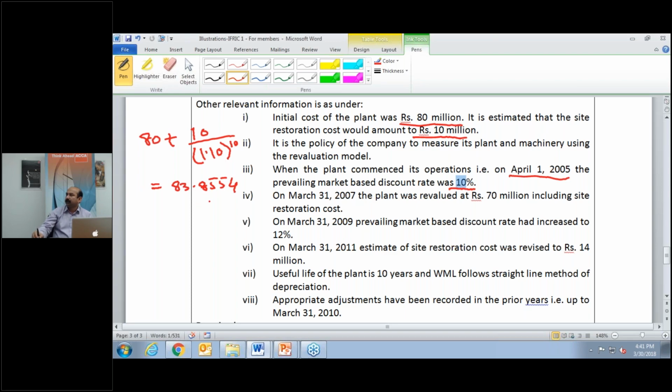So we will create two accounts. If this is clear, then we can move further. I hope it is clear. Very simple, 80 plus present value of the 10 million. Because we understand from IAS 16 that dismantling or restoration cost will be added like other cost in order to determine the initial value of the asset.